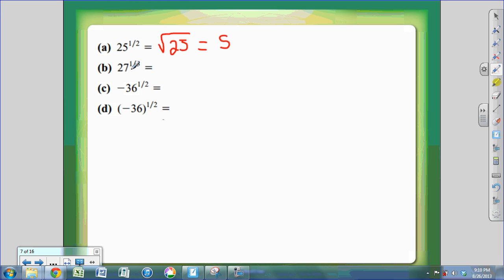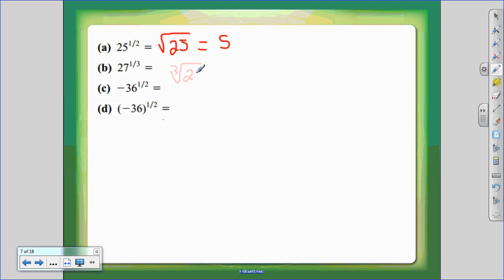Okay, this one is a power of a third, so it is really just a cube root. So the cube root of 27 is 3.